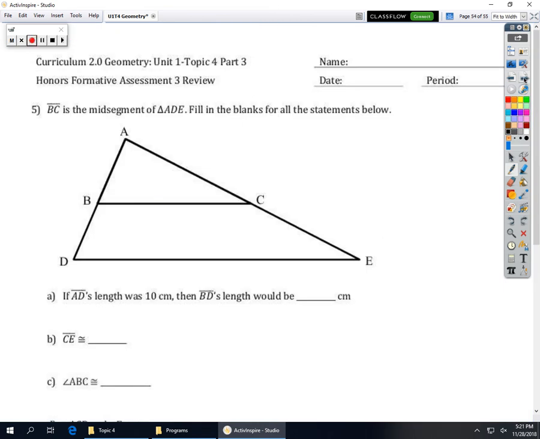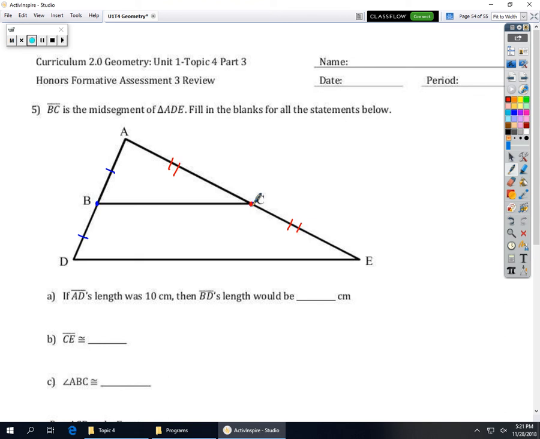All right, oh, this is mid-segment. People liked this one. So BC is the mid-segment of ADE. Fill in the blanks for all the statements below. So if BC is the mid-segment, that means a whole bunch of things, actually. That means AB and BD are congruent because a mid-segment is made from the midpoint of the line. These two are also congruent. Do that in different colors because people were complaining it's the same color.